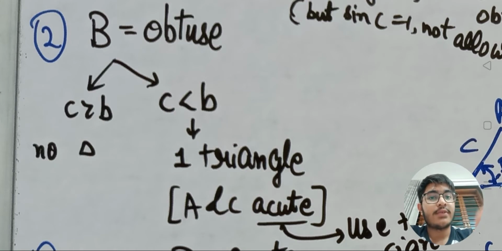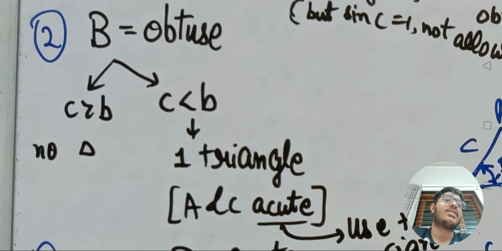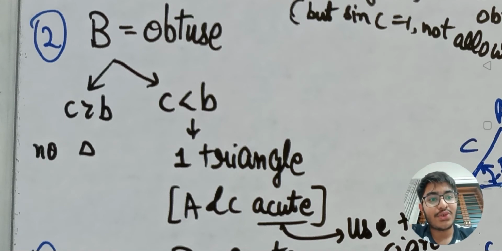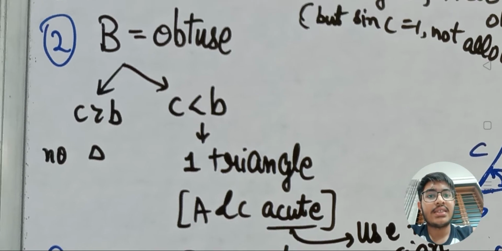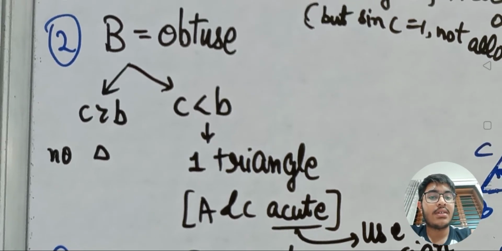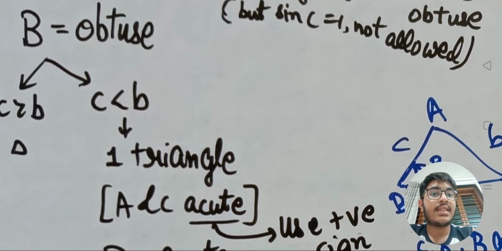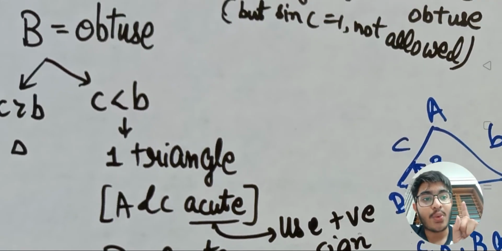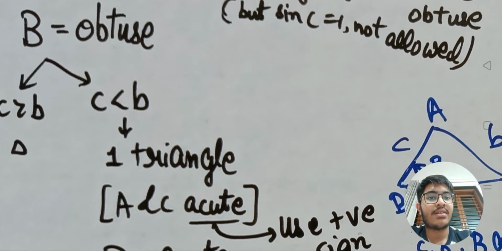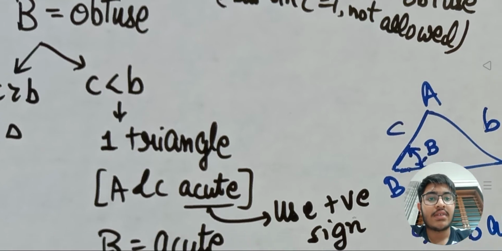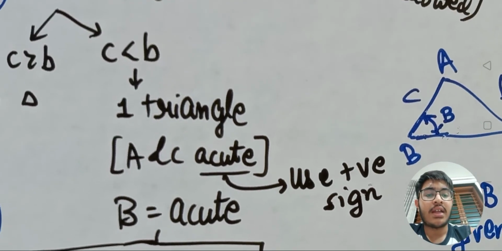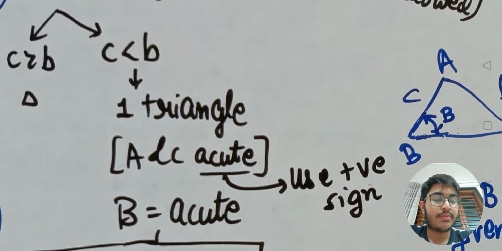Therefore, if C is greater than B and B is already an obtuse angle, then C must also be an obtuse angle. But two obtuse angles in a triangle are not possible. So there will be no triangle in this case when C is greater than B and B is an obtuse angle. But if C is less than B, then we have one triangle, which is our solution. Here A and C both will be acute.